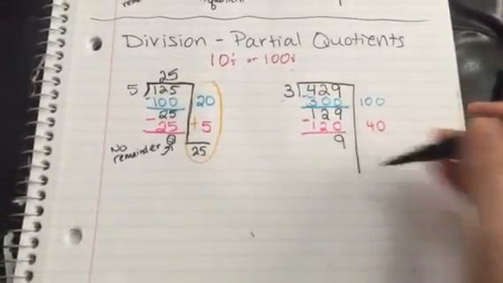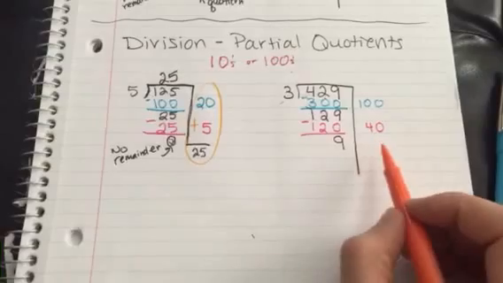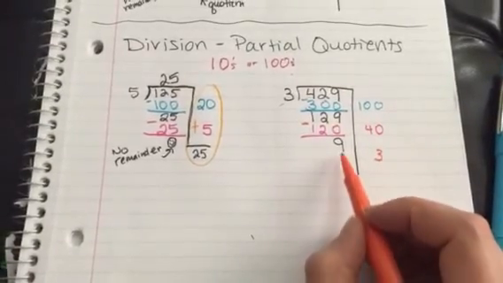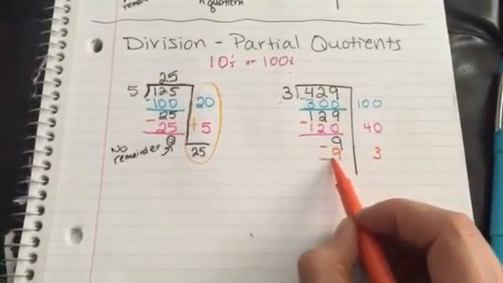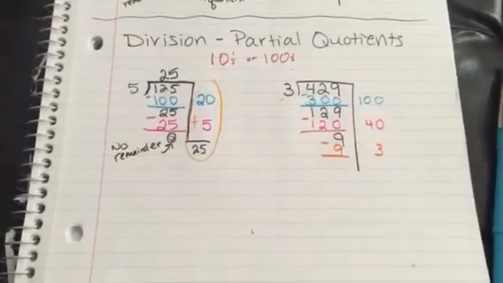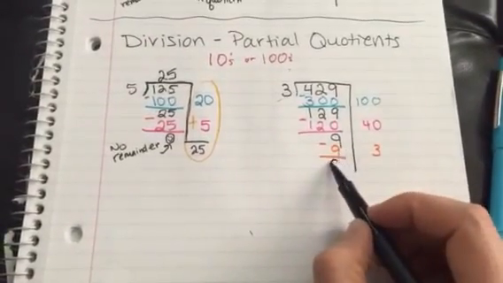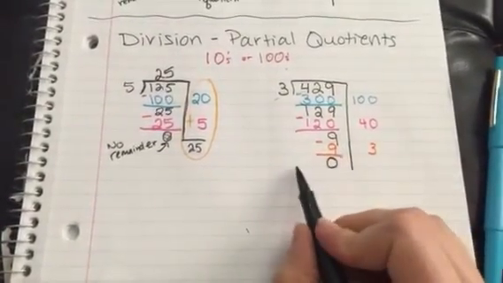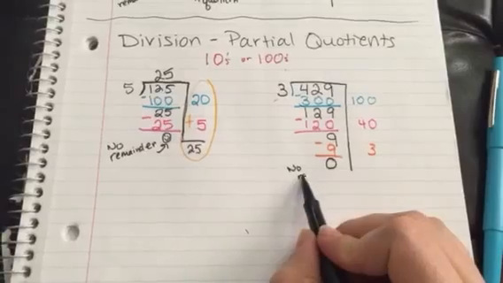I need to bring my 9 down. So I'm going to use 3 times 3, which is 9, as my last step of this division problem. You'll see that I'm given a difference of 0, which again means that I have no remainder.